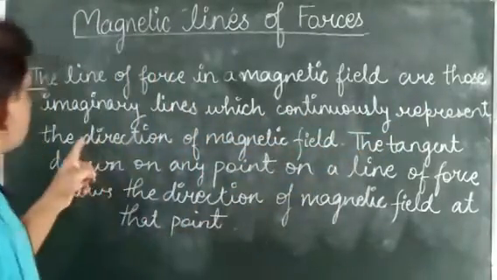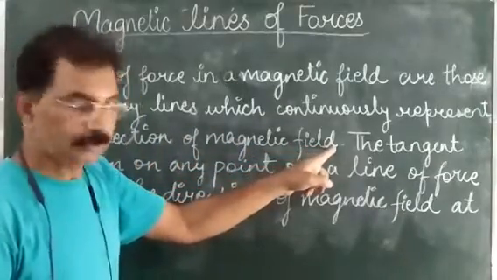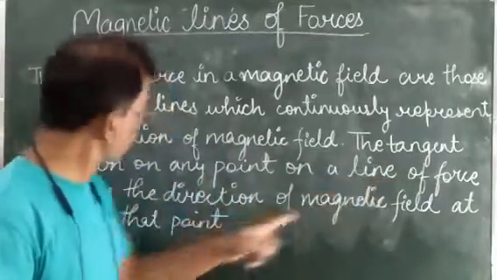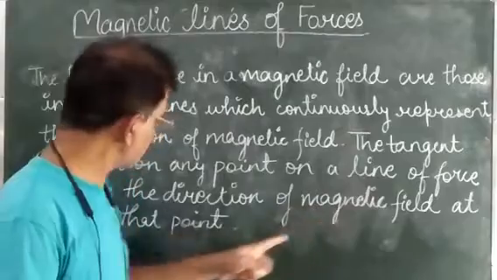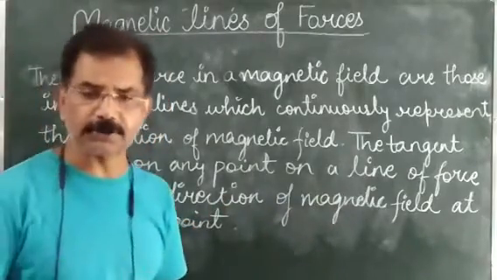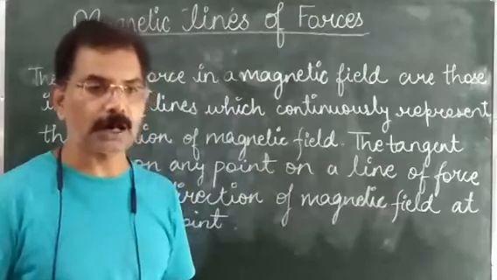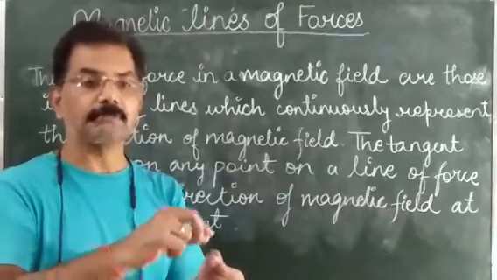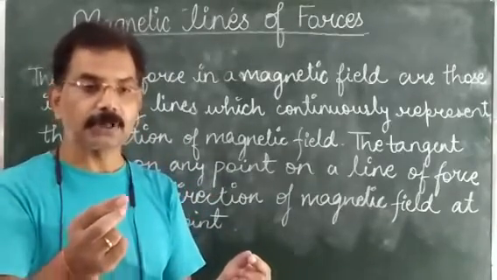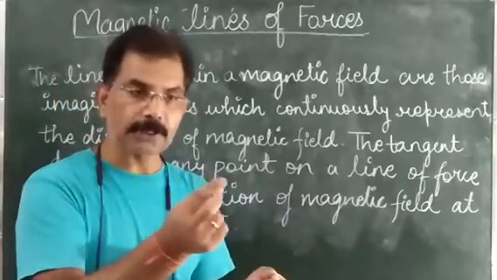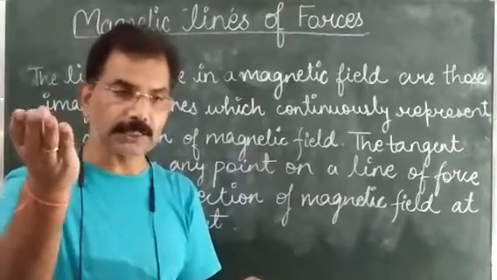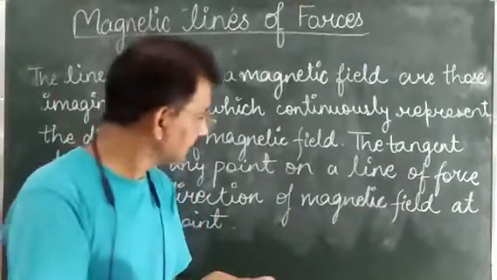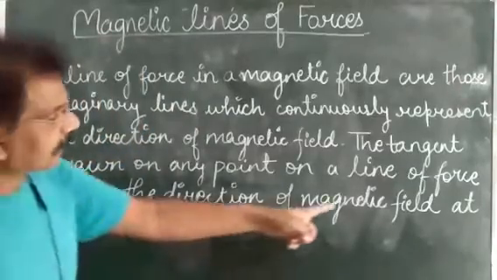So in a magnetic field, those are imaginary lines which continuously represent the direction of the magnetic field, and the tangent drawn at any point on the line of force shows the direction of the magnetic field at that point. It means simply you can say magnetic lines of forces are those imaginary curves in a magnetic field which always represent the magnetic field. And if you want to find the direction of the magnetic field at any point, simply draw the tangent at that point, and the direction of the tangent will be the direction of the magnetic field at that point.